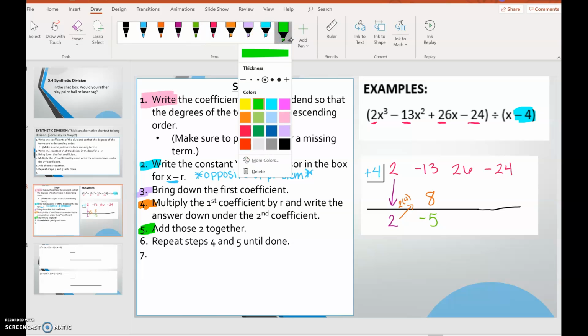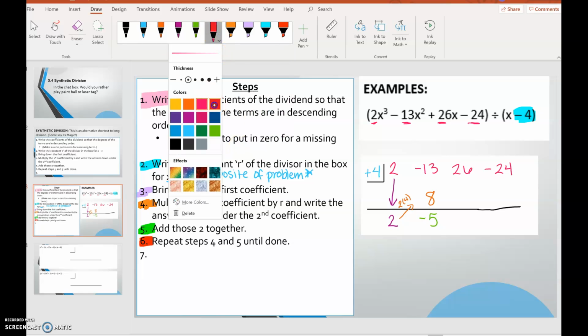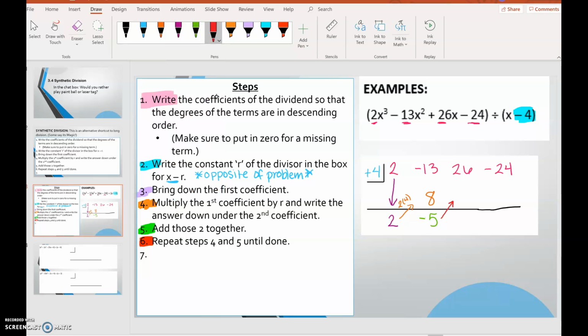So let's see, what color haven't we used yet? Let's go ahead and use just a plain red instead of pink. So we're going to take those and we're just going to do the same thing. We're going to take this negative 5, and we're going to multiply it by positive 4. So we're going to have a negative 20 here. And then add those. 26 plus a negative 20 would just be 6. And repeat. So 6 times 4, that would give you 24. Negative 24 plus 24 would be 0.